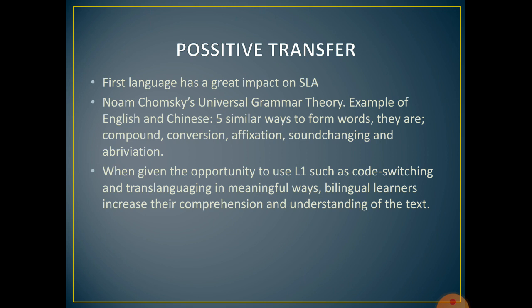Next, the positive transfer. First language has a great impact on second language acquisition. In Noam Chomsky's universal grammar theory, for example, English and Chinese have five similar ways to form words. They are compound, conversion, affixation, sound changing, and abbreviation.